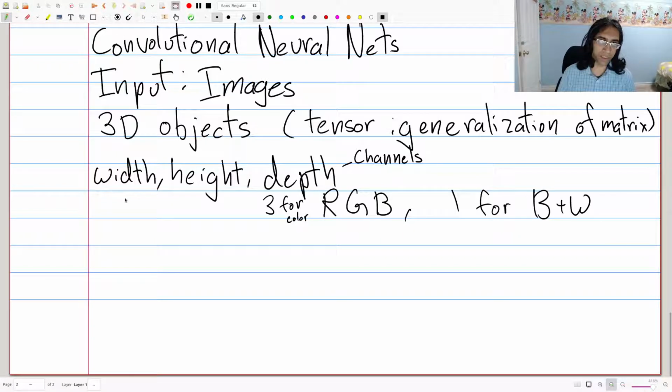As we go deeper in the network, we're going to start off with just an image, which is like a 3D object with a width, height, and depth. As we go to later layers, we're also going to have things which have a width, height, and depth, but they might have a different width, height, and depth, and they might have more than just 3 channels. So just be prepared for that.